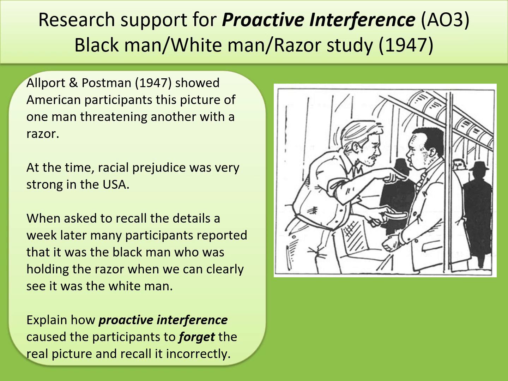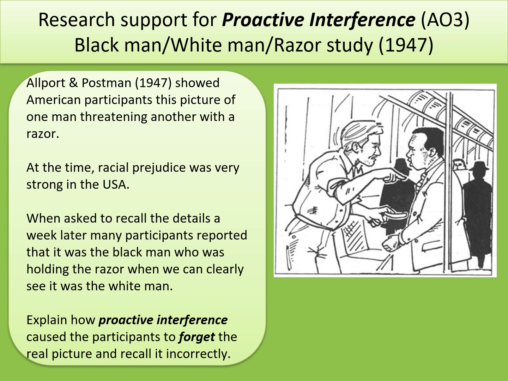So look at the picture. This is the picture they were shown. The white man on the left is holding a weapon, that is a razor, and he's threatening the black man. So at the time, racial prejudice was very strong in America. And a week later, when the participants came back to the laboratory, they were just told, can you describe the picture? So what do you think happened? How do you think they remembered it?